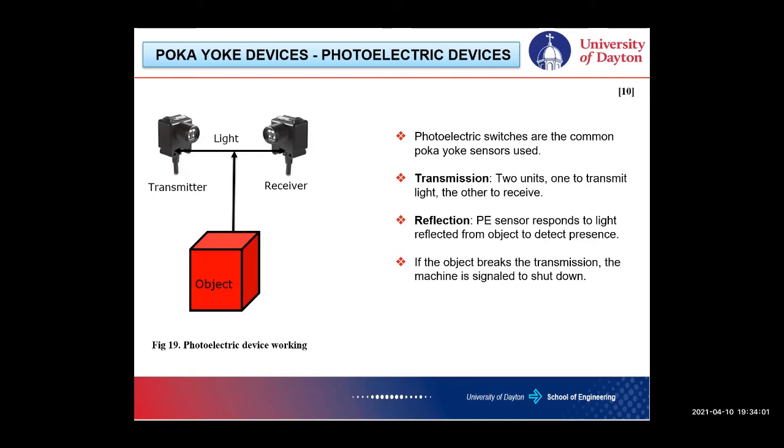Photoelectric switches are the common Poka sensors used. Their operation is divided into two parts: transmission, where two units are used, one to transmit the light and the other to receive. And photoelectric sensors respond to light reflected from an object to detect presence. If the object breaks the transmission, the machine gets a signal to shut down immediately.